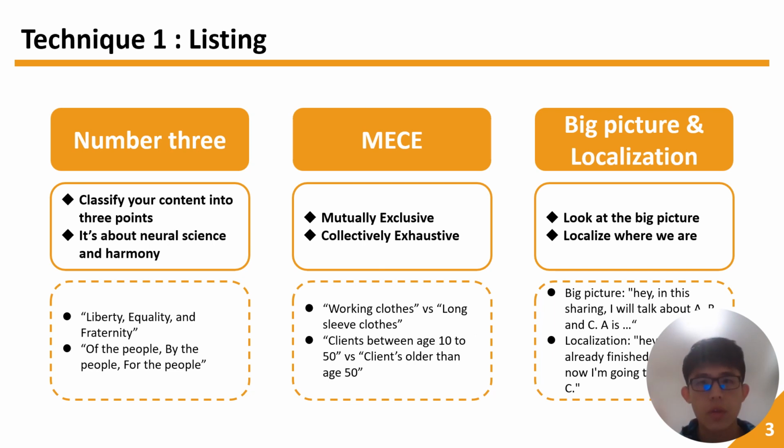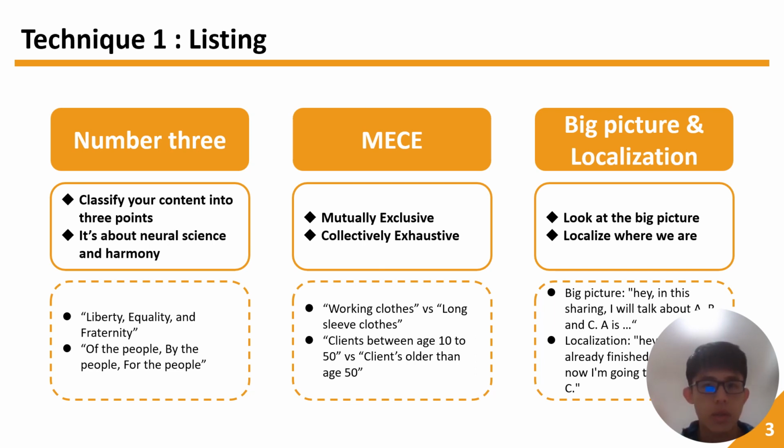And the third method is big picture and localization. Big picture means that we need to give listeners a big picture before getting into the details. You can use a sentence like, hey, in this sharing I'm going to talk about point A, point B, and point C. A is blah blah blah.